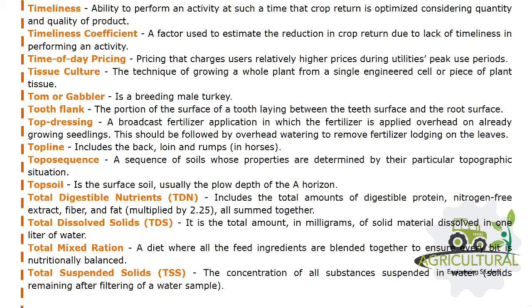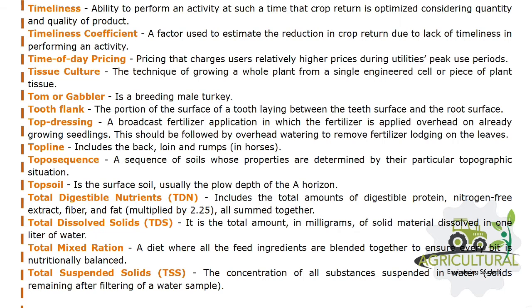Toposequence, a sequence of soils whose properties are determined by their particular topographic situation. Topsoil, is the surface soil, usually the plow depth of the A horizon. Total digestible nutrients, TDN, includes the total amounts of digestible protein, nitrogen-free extract, fiber, and fat multiplied by 2.25, all summed together. Total dissolved solids, TDS, it is the total amount, in milligrams, of solid material dissolved in 1 liter of water.